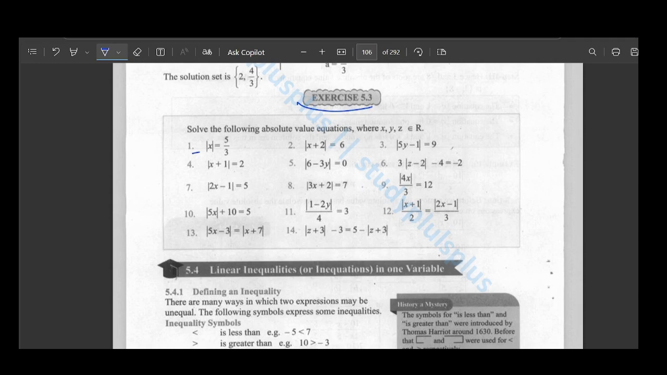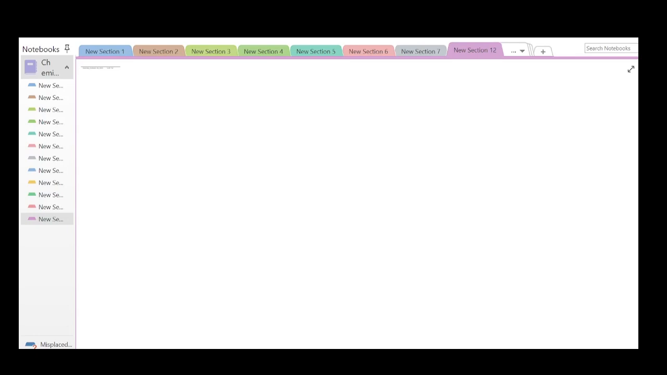We need to solve the first question. It states: solve the following absolute value equations where x, y and z belong to the set of real numbers. In the first question we have the absolute value of x is equal to 5 by 3. So how can we solve this expression? Firstly, let's write |x| = 5/3.